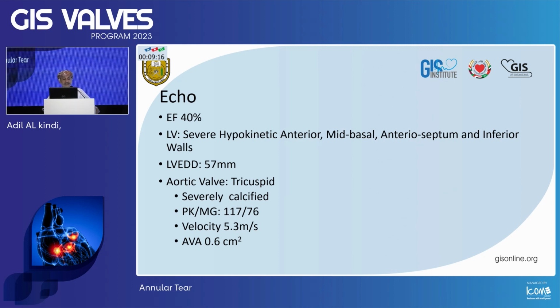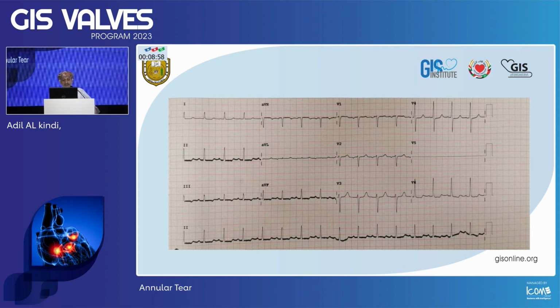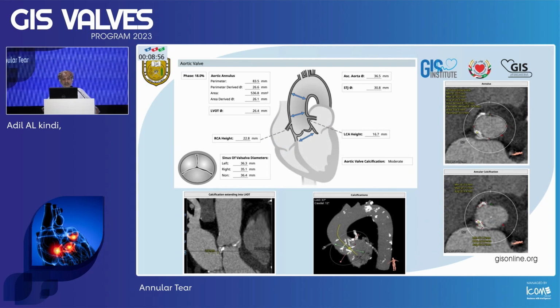His echo showed an EF of 40% with regional motion abnormalities and a slightly distended LV, and the aortic valve was tricuspid, severely calcified with a mean gradient of 76 and a valve area of 0.6. His ECG was not remarkable. So this gentleman was sent over for a transcatheter valve.